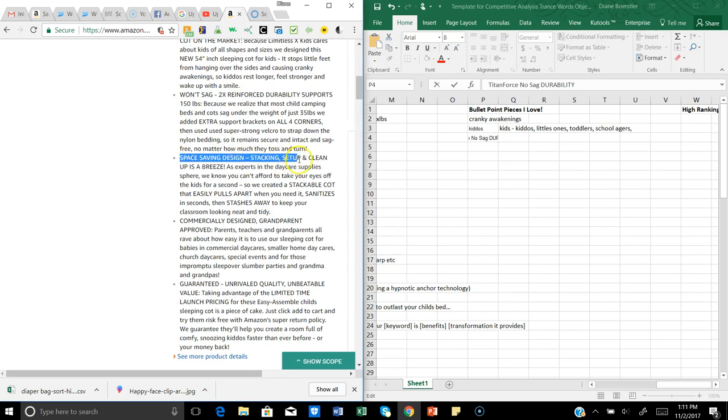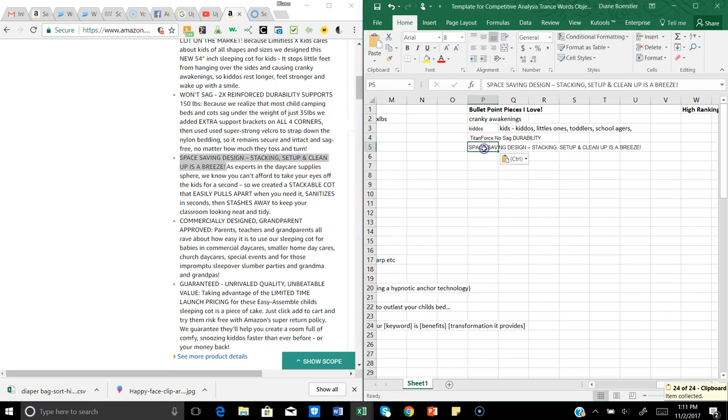Space-saving design, stacking, setup, and cleanup is a breeze, right? So this one doesn't fold down, but we want to focus on space-saving. I like that word, I think I'm going to grab that. Easily pulls apart when you need it. And again, this was for daycares and this is for a stackable. But you can go through and find another cot, and this is just kind of the gist of it. Stashes away.